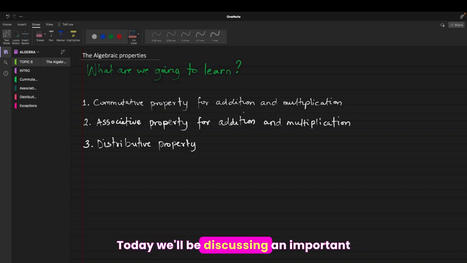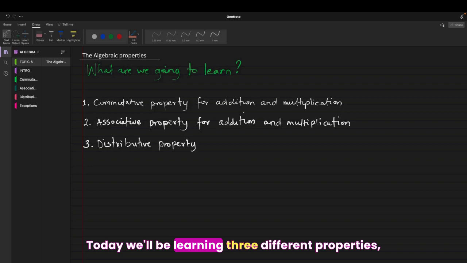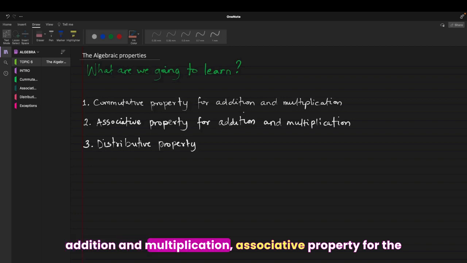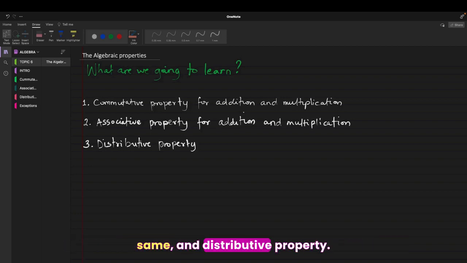Today, we'll be discussing an important topic called the algebraic properties. Today, we'll be learning three different properties, and they are the commutative property for addition and multiplication, associative property for the same, and distributive property.